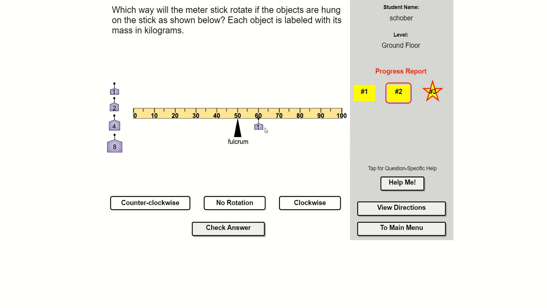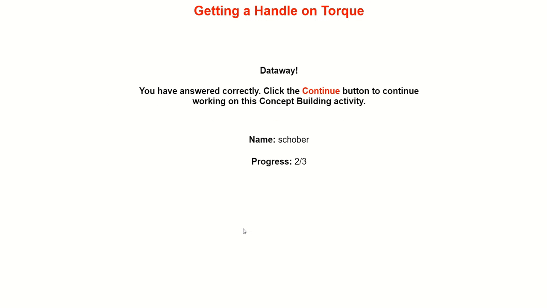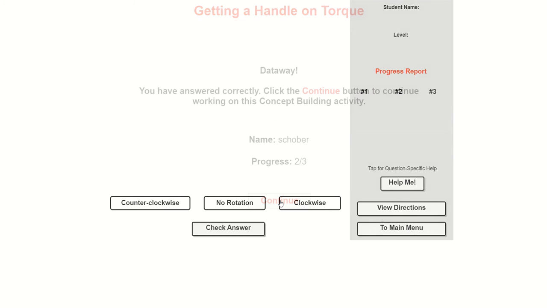Check your answer, and we move on to the next one. Really, like I said, really simple stuff. Now if you weight on the other side, only 10 centimeters away, not as much torque, but it's still going to cause rotation. This is going to be clockwise rotation. And move on right to the next one.